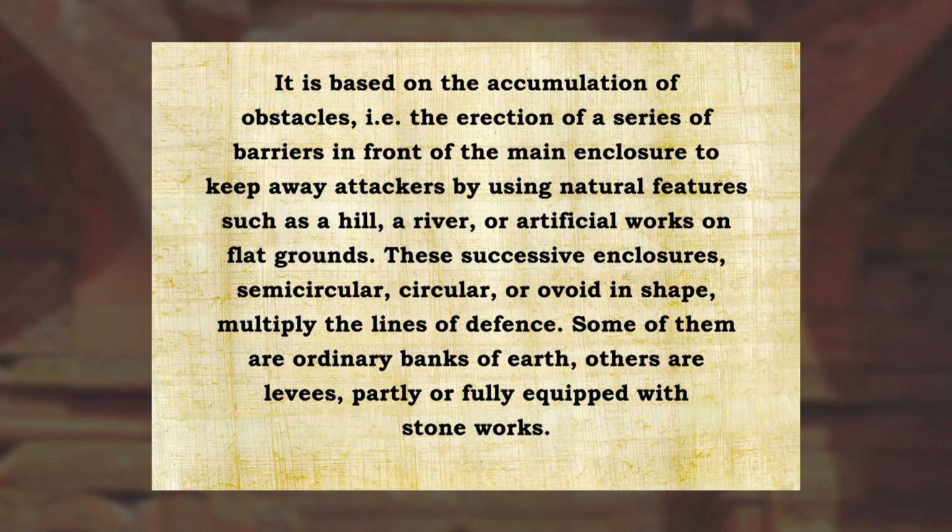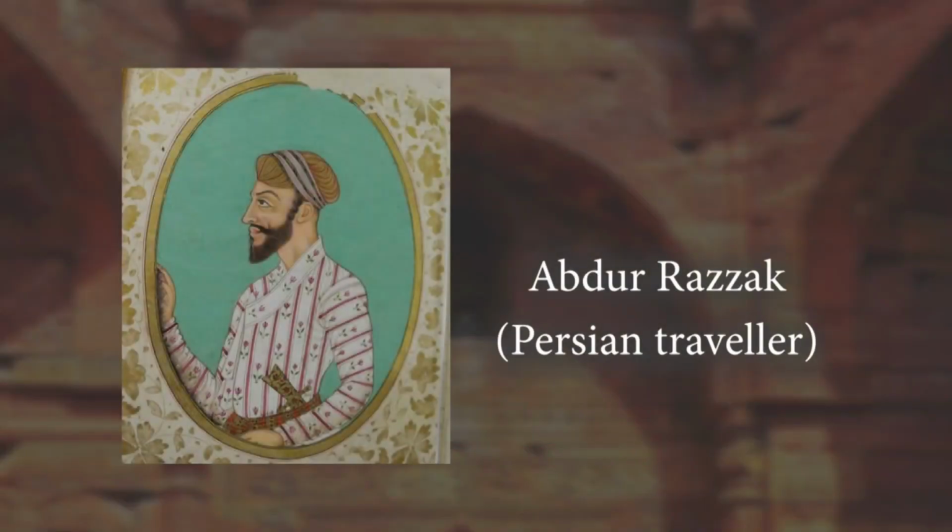These successive enclosures, semicircular, circular, or ovoid in shape, multiplied the lines of defense. Some of them were ordinary banks of earth, others were levees, sometimes partly or fully equipped with stonework. Vijayanagar in the Bellary district, for example, was encircled by several barriers. Persian traveller Abdul Razak mentioned that there were 7 riveted enclosures. Portuguese traveller Domenico Paes mentioned that the town was surrounded with a discontinuous line of hills, forming several concentric circles, and that all these successive crowns represented insurmountable obstacles, except at the gates which gave access to the city.